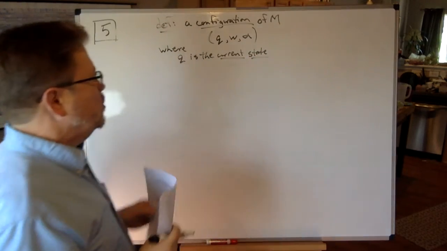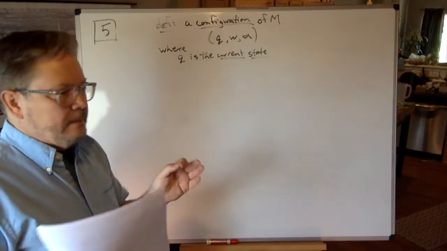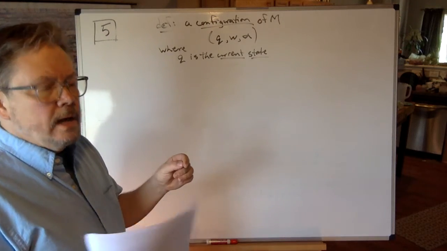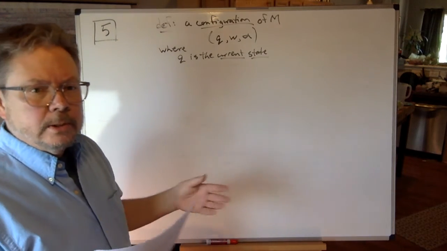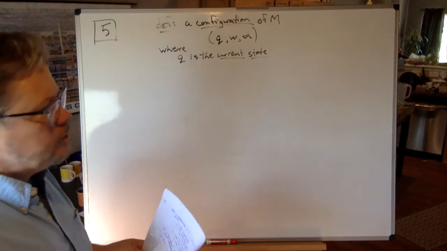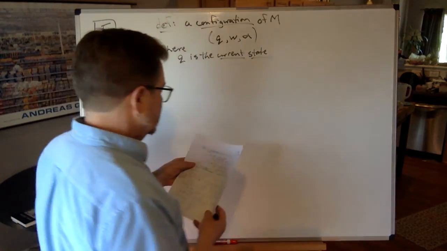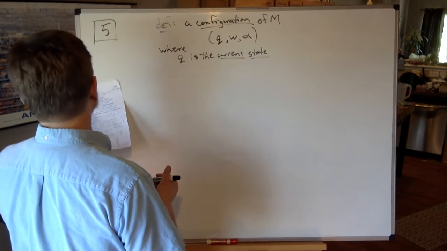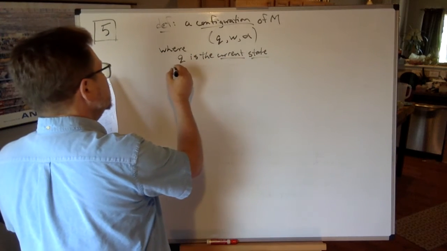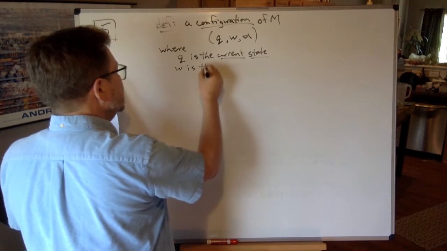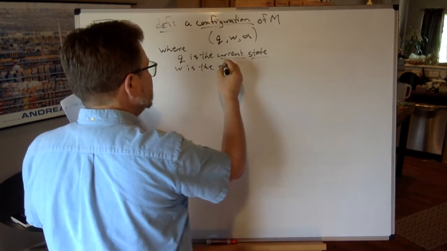Now, if you're wondering in general what's a configuration, it's like a snapshot of where the machine is right now. It might be at the very beginning, it might be at the end, it could be anywhere in between. But a configuration is just one of the days in the life of our machine as it's going through trying to figure out whether the string is in the language or not. W is the remaining input.